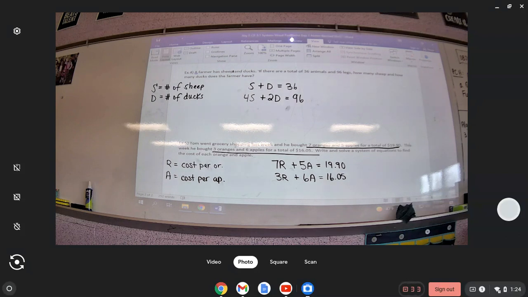So write your 2 variables. And then get me 2 equations.